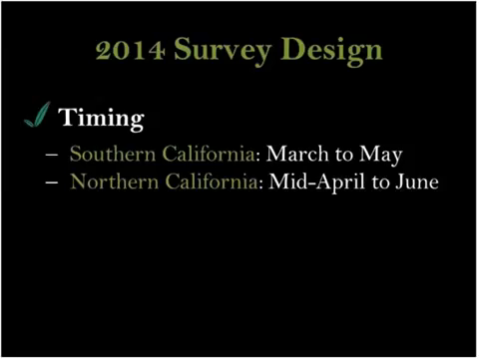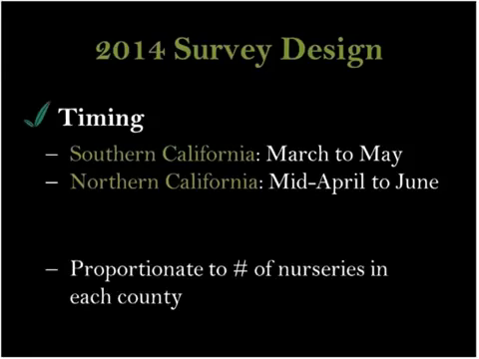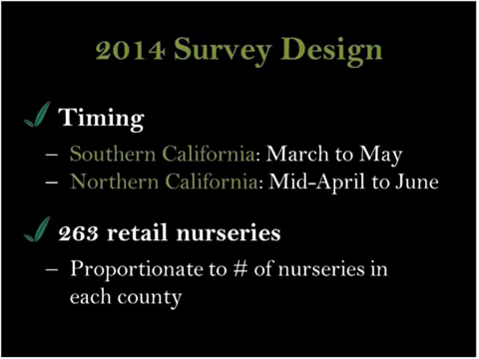Now, you might be thinking, there's thousands of retail nurseries in California. How do we choose which ones to survey? Well, this year we've chosen 263 retail nurseries, and we've done this in a random way for statistical purposes. And this selection process was done in a way that was proportionate to the number of nurseries that exist in a county. So a county with more people and more nurseries is going to have more nurseries selected.